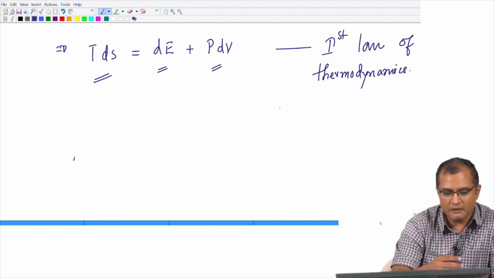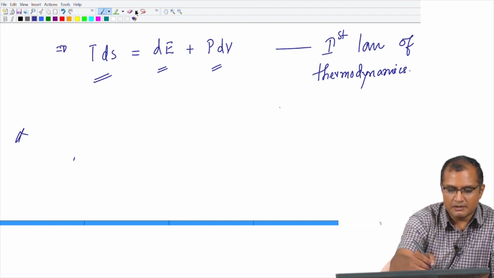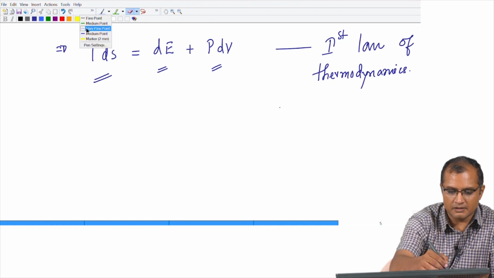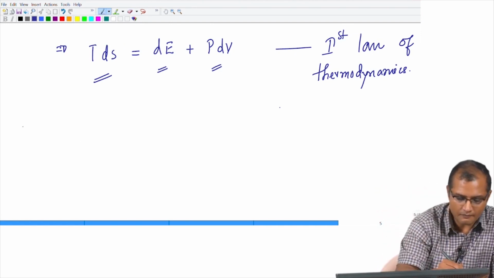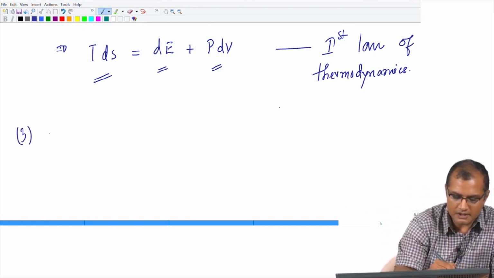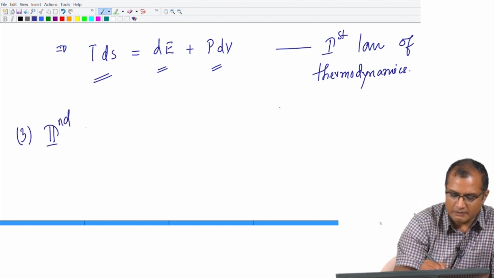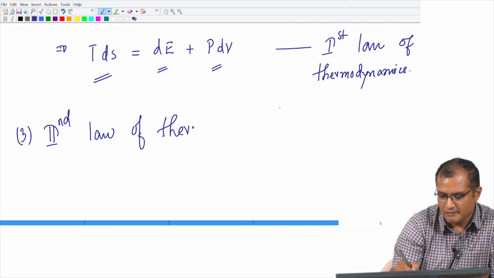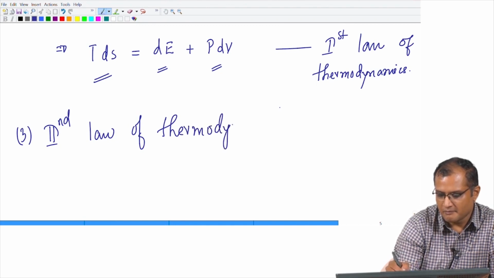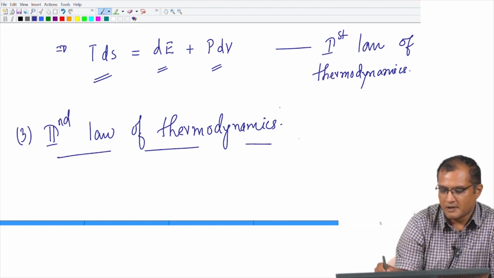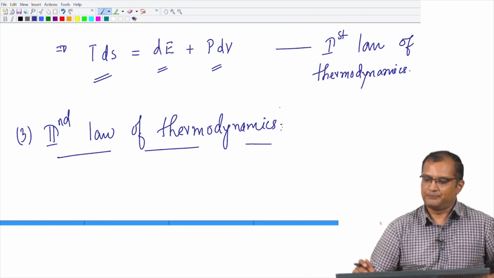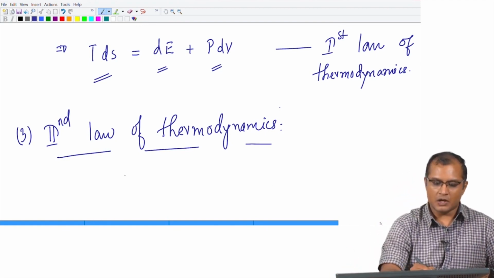And with this we are now in a position to look at the second law of thermodynamics. I am now going to discuss the second law of thermodynamics, which basically gives you the arrow of time. Now, what is meant by the arrow of time?